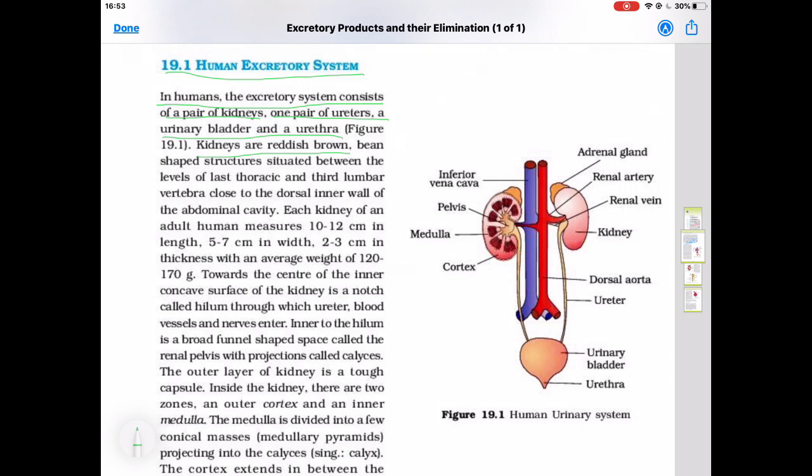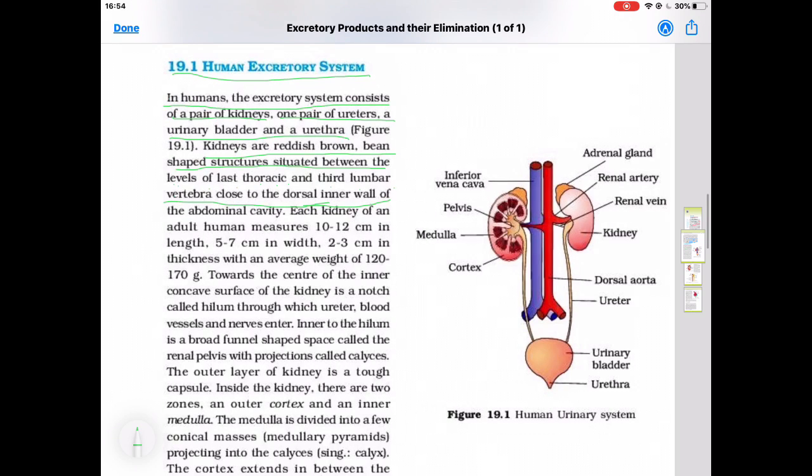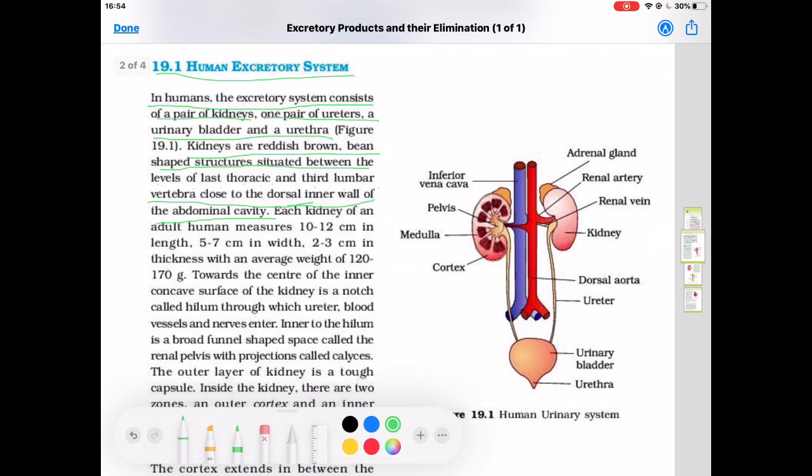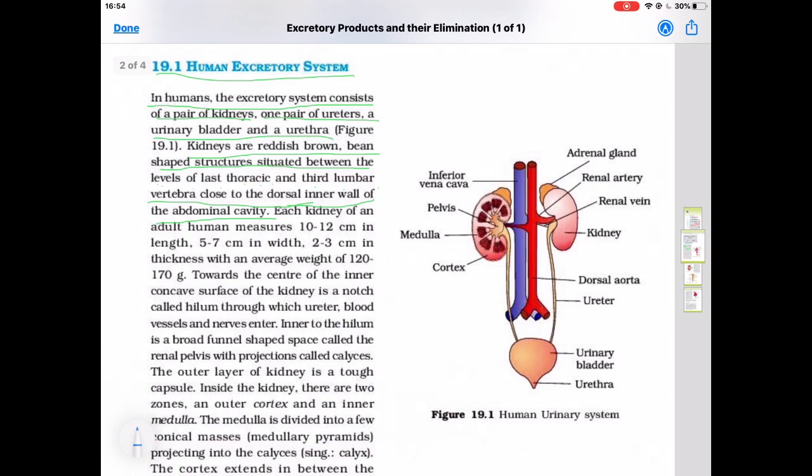Kidneys are reddish brown, bean-shaped structures situated between the levels of the last thoracic and third lumbar vertebra, close to the dorsal inner wall of the abdominal cavity. That is, they are present between the last thoracic vertebra and third lumbar vertebra. Lumbar is near the abdomen. In the abdomen, the vertebra present is known as the lumbar vertebra. Here the kidneys are situated on the back side of the abdomen. Dorsal is our back side.